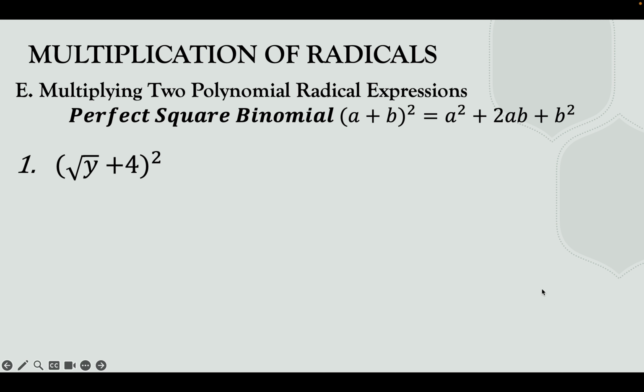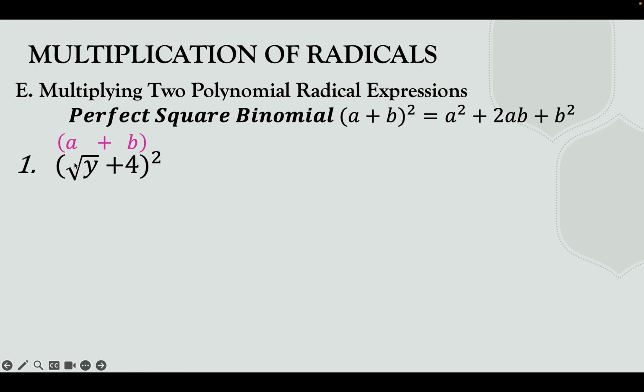Next, we need to multiply two polynomial radical expressions. So if your term will be a perfect square binomial, then by the rule of perfect square binomial, if we have a plus b squared, that means we just need to square the first term plus 2 times the first term times the second term plus the square of the second term. So for example, we have here square root of y plus 4 squared. Our first term is square root of y, and our second term will be 4.